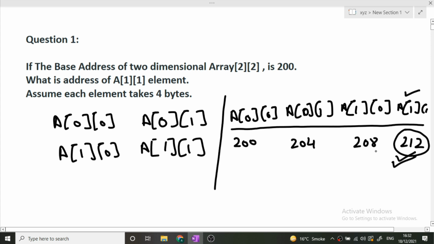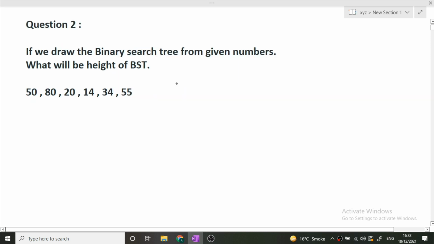Okay, now the next question is: if we draw the binary search tree from the given numbers, what will be the height of the BST? Guys, many of you get confused. You draw the binary search tree correctly, but you give the wrong answer. So let's first construct the BST using these numbers. First of all, 50 is there and it is the root element. Next number is 80. Now 80 is greater than 50.